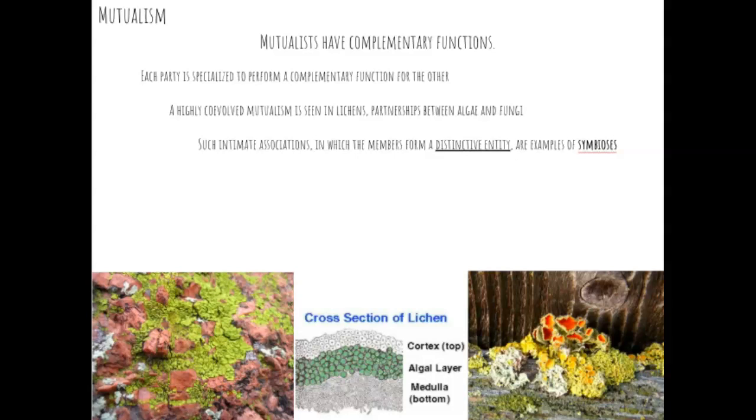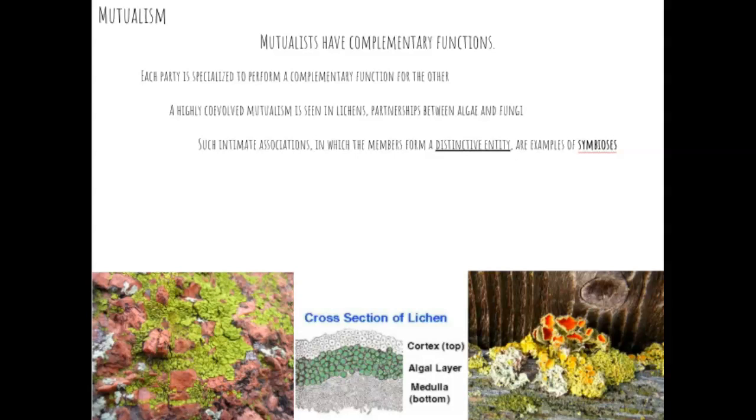And a highly co-evolved mutualism is seen in lichens, where you have a partnership between an algae and a fungi. So such intimate associations where you have the members form a distinctive entity are examples of symbioses or a symbiosis. So a lichen is made up of fungi and algae.